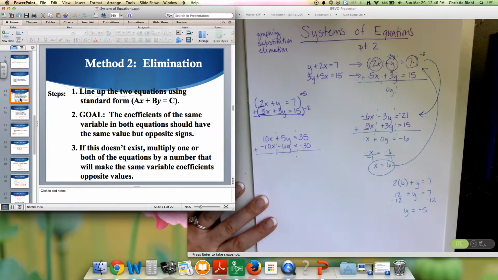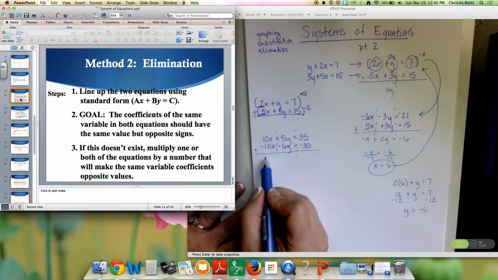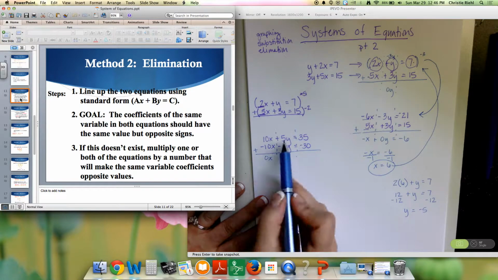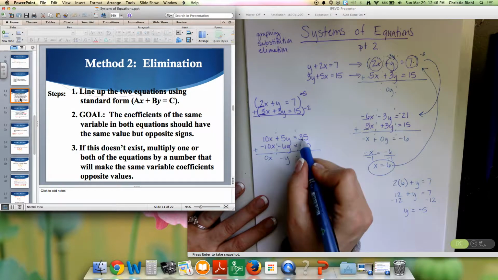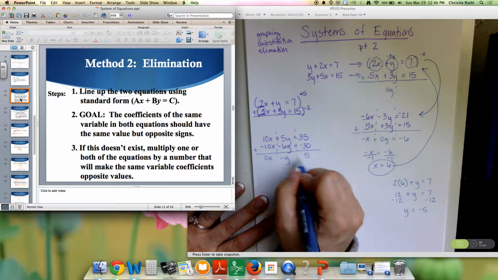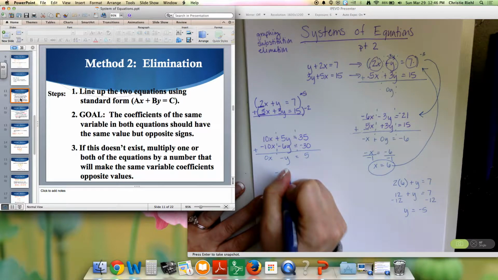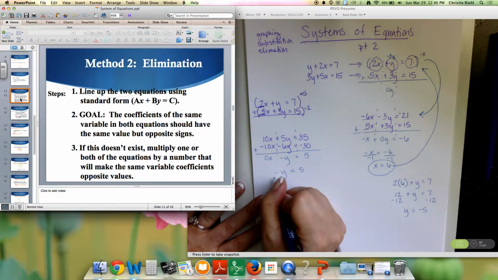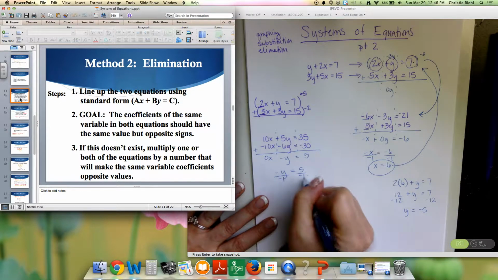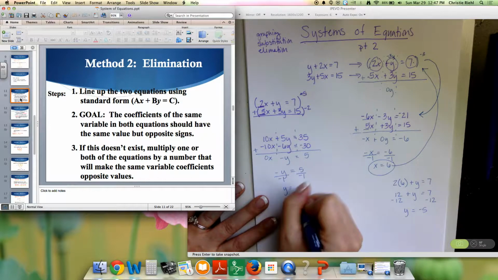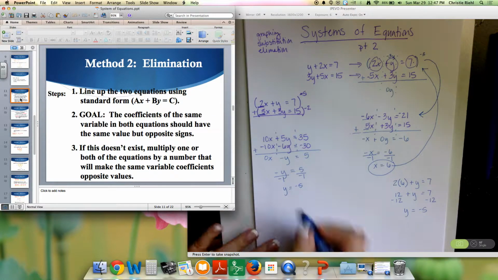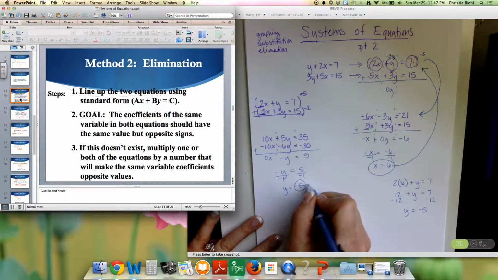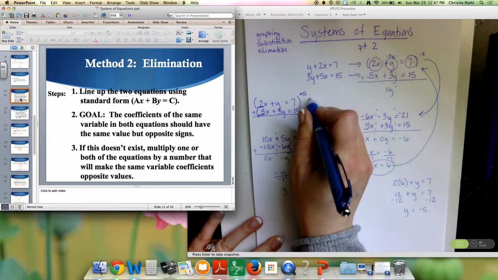And adding these together, -10x plus 10x is 0x. 5y minus 6y is a -y. 35 minus 30 is a +5. -y equals 5. Well, I can't have a negative variable, so I need to divide by -1. And y is equal to -5. Again, I want to prove this correct, so I'm going to take this and I'm going to substitute this in for my original equation, one of them.